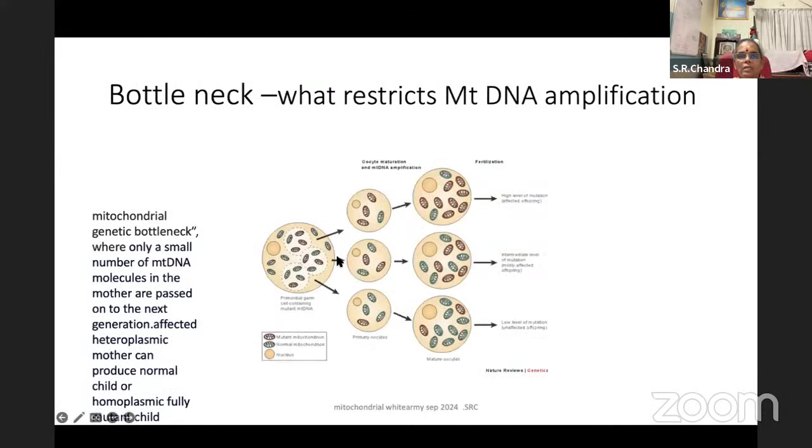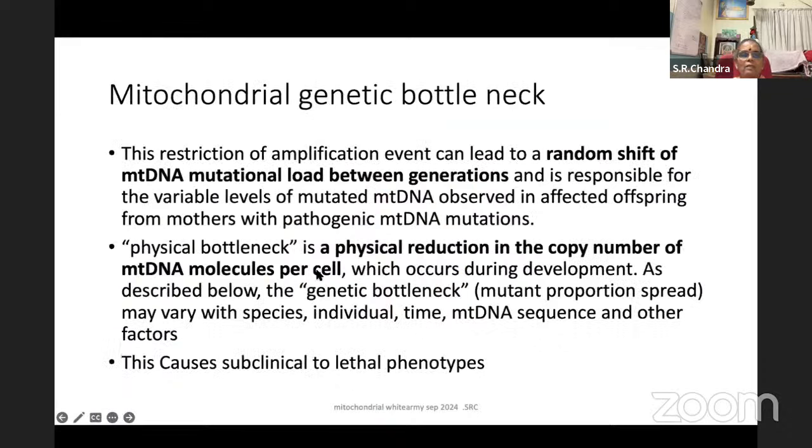So this is the bottleneck effect, showing that these are one type of mitochondria, these are another type of mitochondria. See the proportion of different mitochondria, normal and abnormal; depending on it, varying types of phenotypes will happen. And this restriction of amplification event can lead to a random shift of the mitochondrial DNA mutation load between generations and is responsible for the variable level of mutated mitochondrial DNA observed in the affected offspring from mothers with pathogenic mitochondrial mutations, because they are randomly distributed.